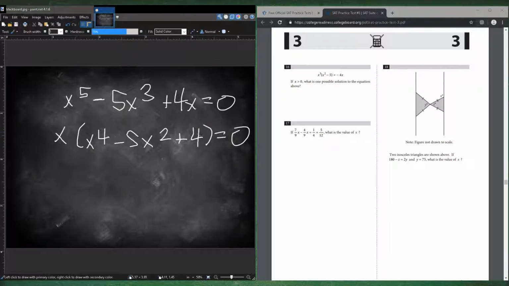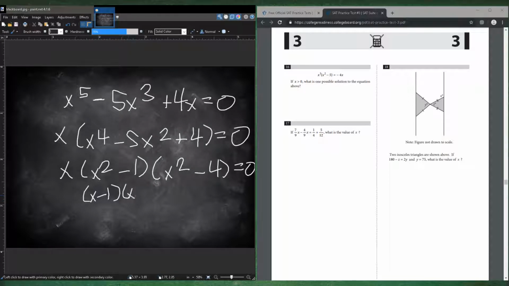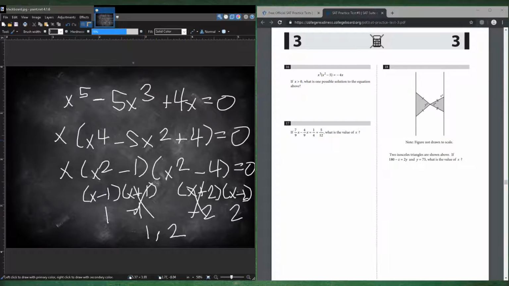So what multiplies to 4 but adds up to negative 5? So the only one is x squared minus 1 and x squared minus 4. So this could be split up to x minus 1 times x plus 1. And this one could be x plus 2 and x minus 2. So since x has to be greater than 0, that means it has to be positive. So the answers are 1, negative 2, and 2. It can't be the negative answers, so the only answers are either 1 or 2. So choose 1 or 2 and you'll be correct.